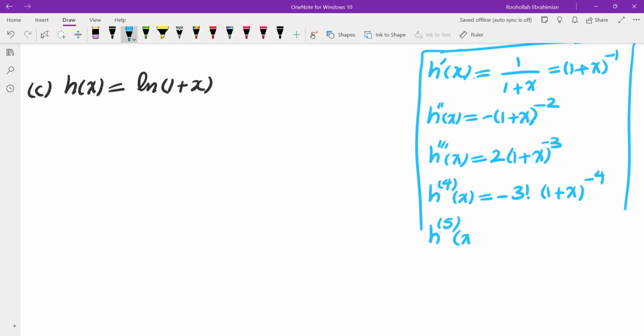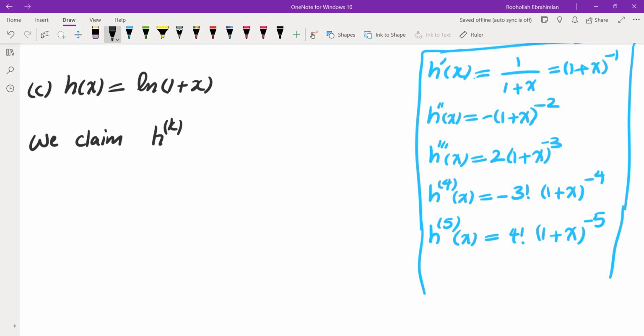h5 of x becomes plus 4 factorial, 1 plus x to the power of negative 5. If you don't see the pattern, write down a few more. But by that point, it's fairly clear. So we claim that hk of x, for k equals 0, the pattern is different. This one is natural log, but these are powers of 1 plus x.